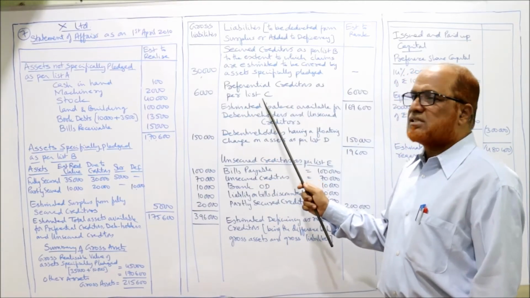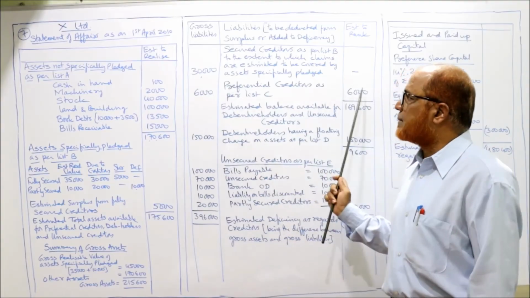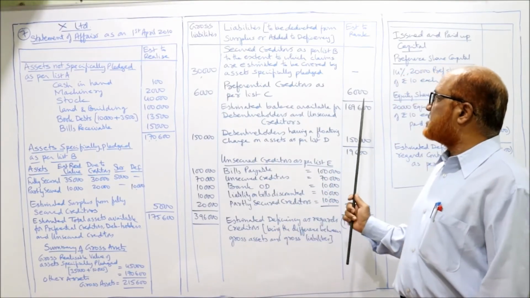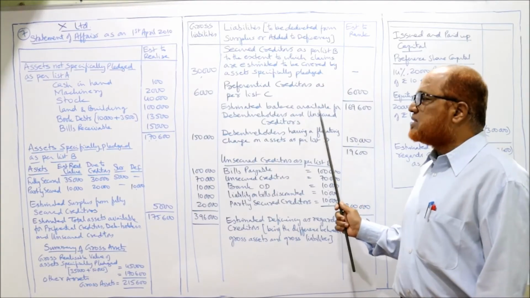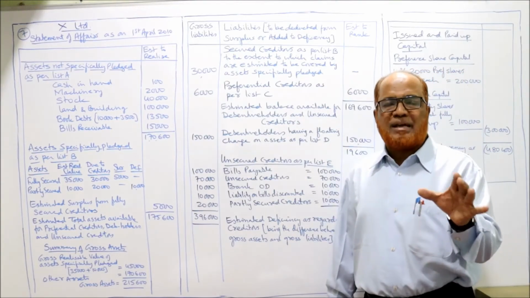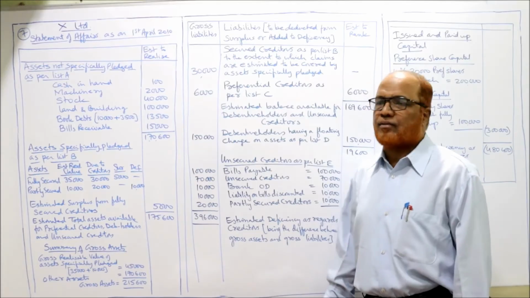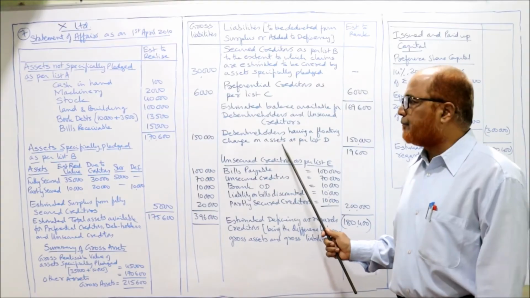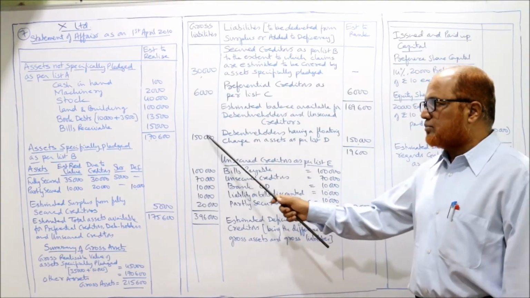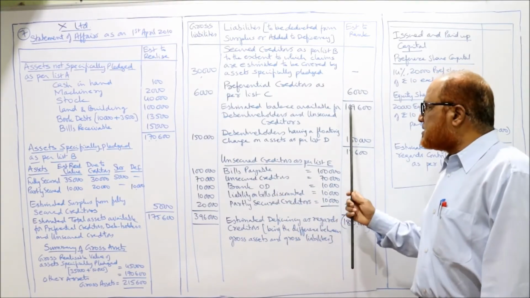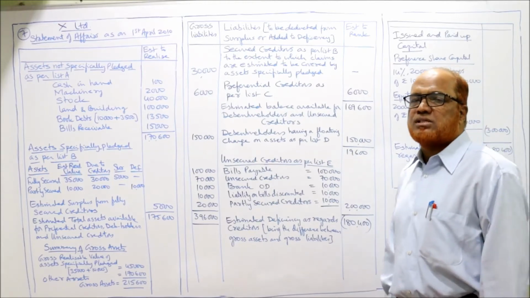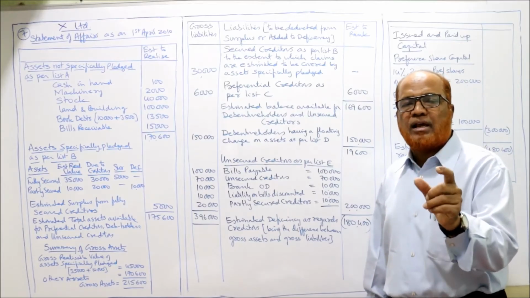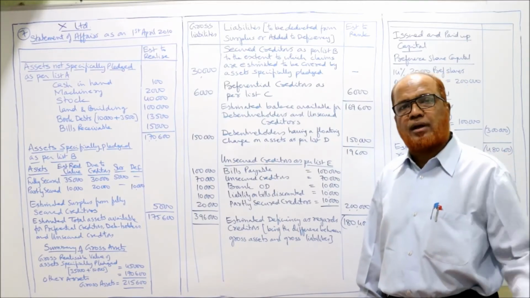Preferential creditors, list C, given in the problem, 6,000. Subtract 6,000: 1,75,600 minus 6,000 is 1,69,600. This is the estimated balance available for paying debenture holders and unsecured creditors. Now debenture holders having a floating charge on assets as per list D, 1,50,000. Both the columns, gross liability and estimated to rank. Subtract it, we'll get 19,600. This 19,600 is the only amount available for paying unsecured creditors.